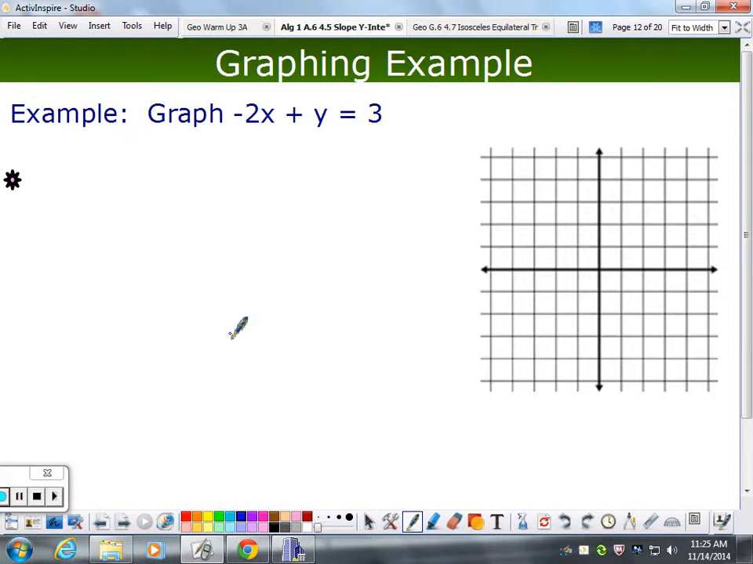I have this example on page 2 on the back of the notes. You see where it says graph -2x plus y equals 3?